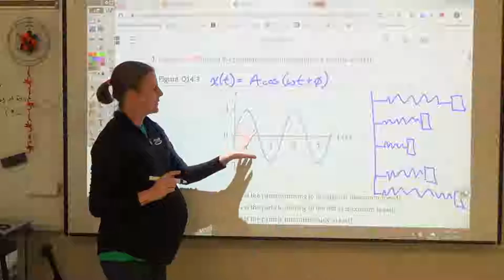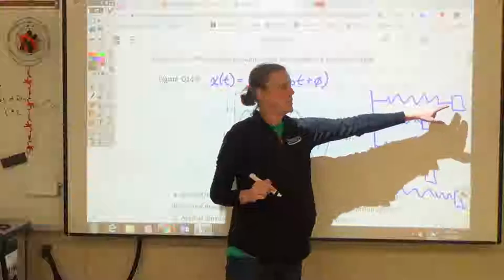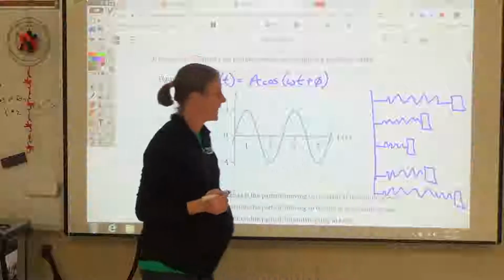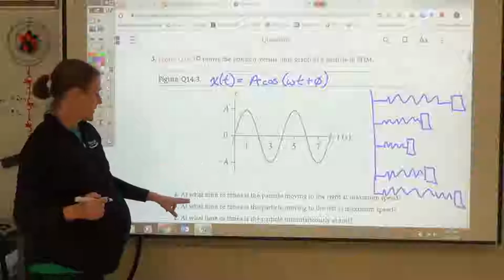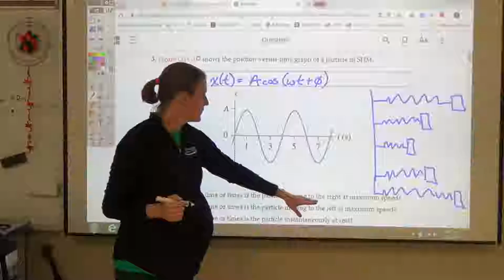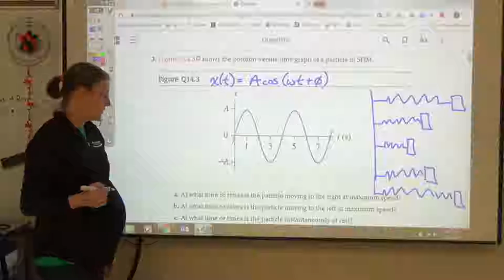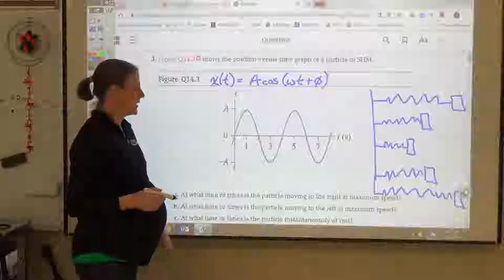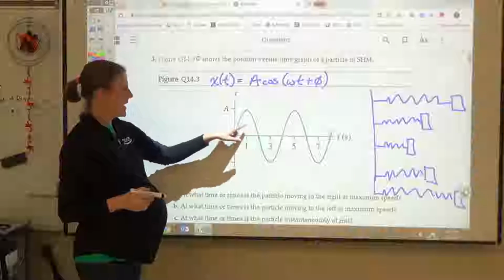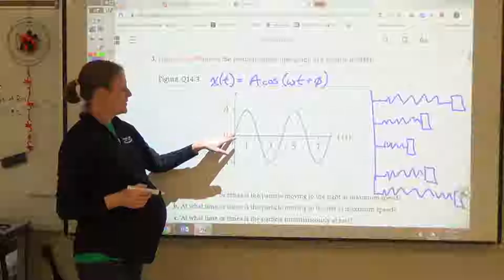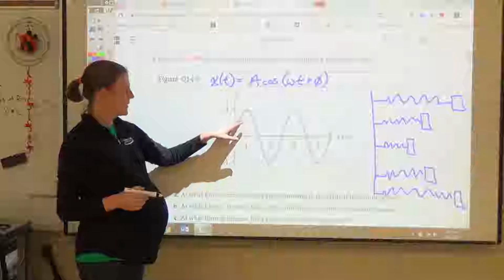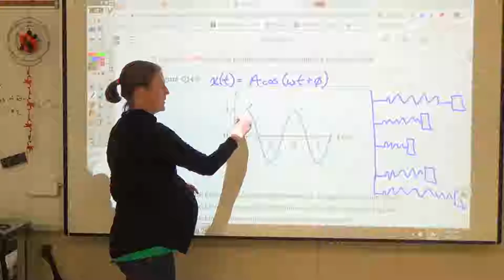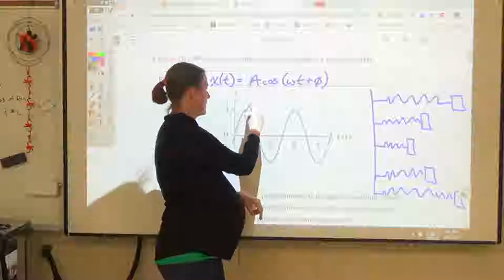So, anyway, it's not going to be our exact scenario of pulling the mass all the way to the right, letting it go all the way left, and all the way back right. But at any rate, we can still figure this out. At what time or times is the particle moving to the right at maximum speed? Well, when is it moving to the right at all? These are positive position values. So this is positive, positive, positive. That's my max positive amplitude. So right here is really where we're starting.